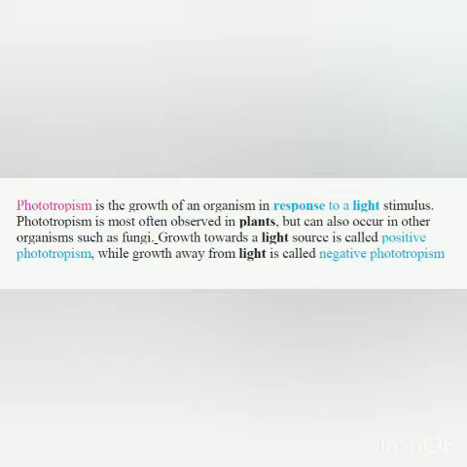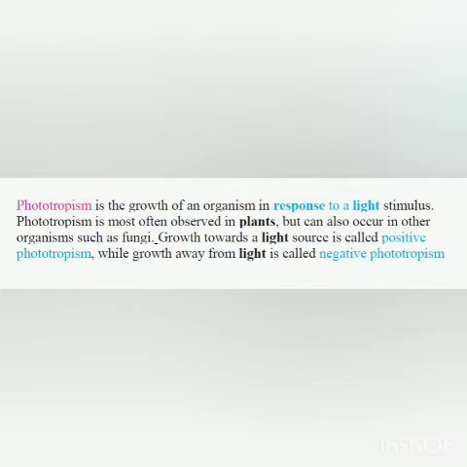And when the growth takes place against the stimulus, or away from the stimulus, then it is called negative tropism. So here the shoots are growing towards light, so it is positive phototropism, and the roots are growing away from light, so it is negative phototropism. I hope it is clear to everyone.